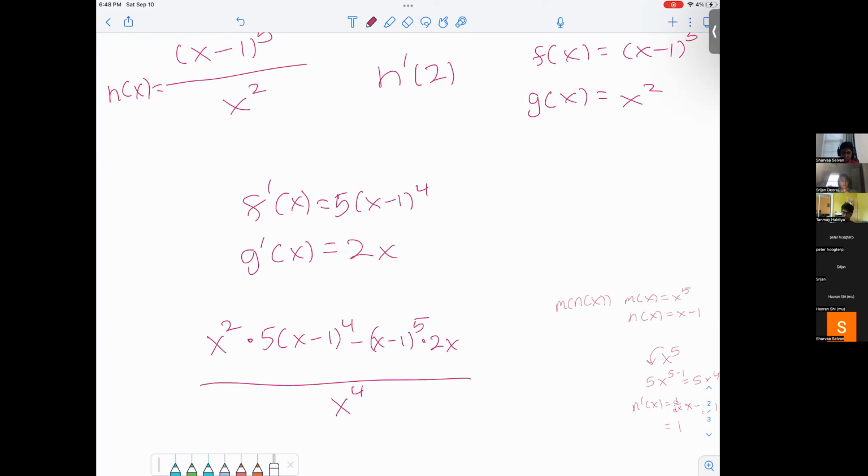Obviously, you can simplify this by taking out an x from the numerator and x in the denominator, and we can rewrite it as x cubed on the bottom and x and cancel out an x there. So you're left with 5x times x minus 1 to the fourth minus 2 times x minus 1 to the fifth all over x cubed.